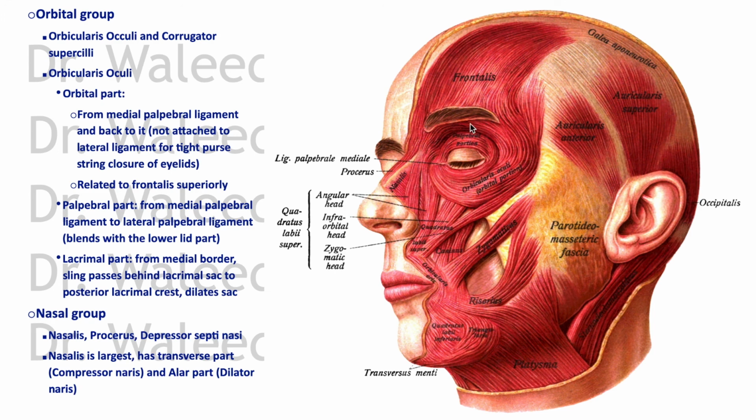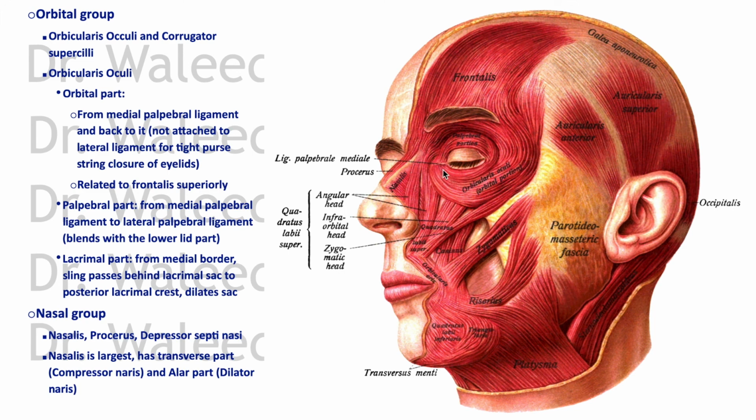As you can see here, the orbicularis oculi is big. It covers the area around the orbit and goes through the upper and lower eyelids as well. See that? This part is called the palpebral part in the upper and lower eyelids, and this part is the orbital part, which is around the orbit.